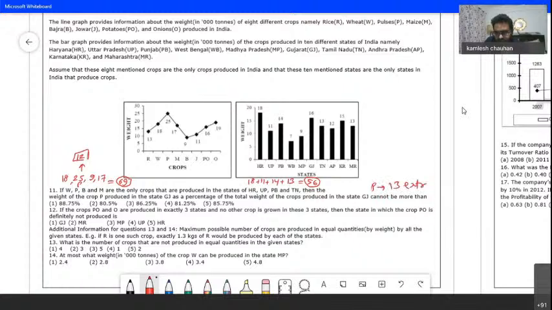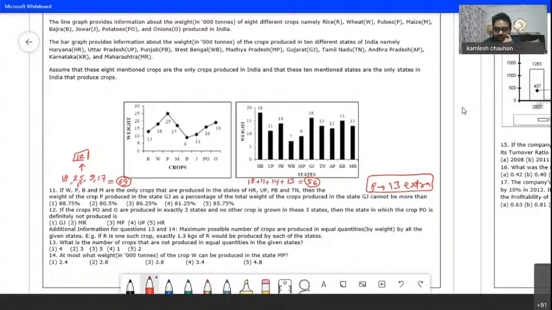From P, we can have 13 extra. Everyone got it? WP, B and M together they have 69. HR, UP, PB and TN together they have 56. How much extra we have from P? We can have maximum of 13 kgs extra or 13 ton, whatever the weight. So 13 units extra from P that can be produced somewhere else.